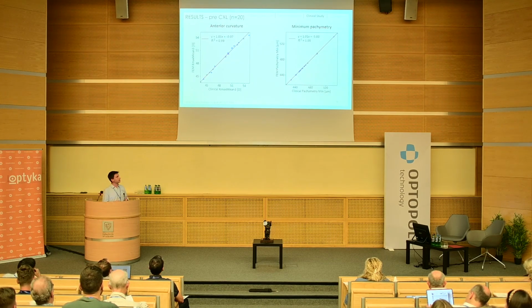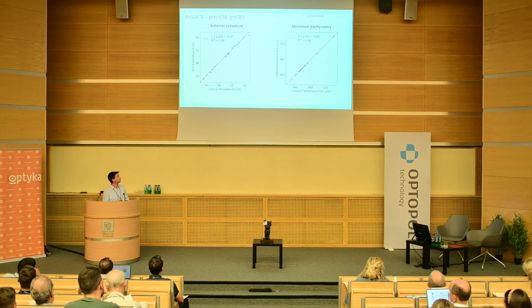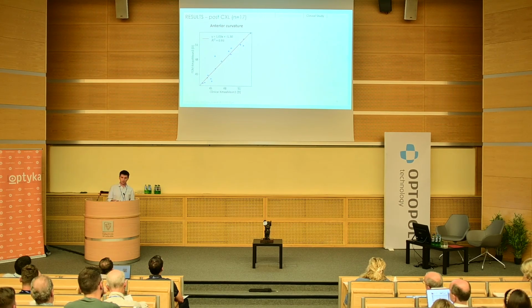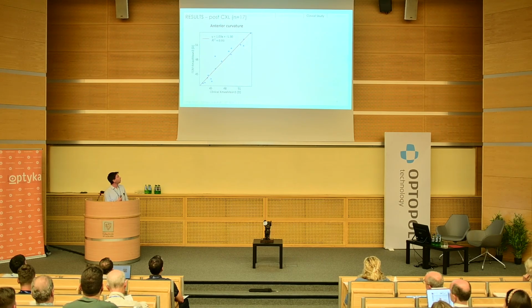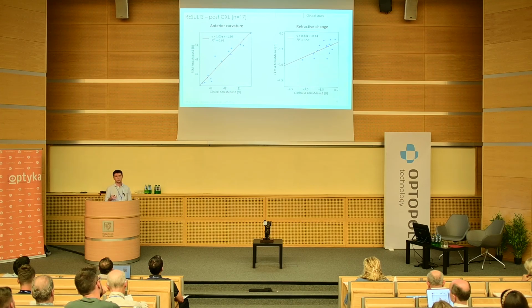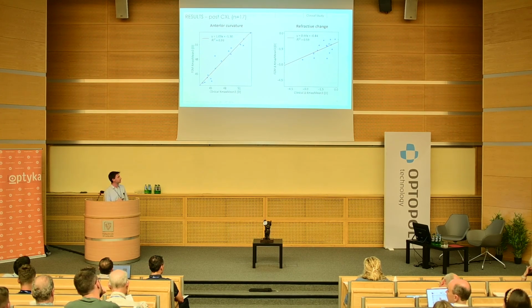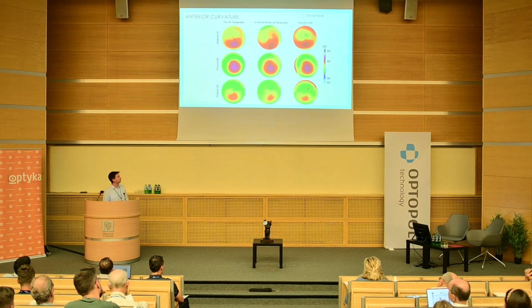These are the pre-cross-linking results. They just tell us how the model is matching the geometry of the data, so how accurate the model is in reproducing the pre-treatment geometry. When we have a look at the follow-up results, we can see how the model is very nicely correlating with the anterior and posterior curvature of the post-cross-linking data. And if we have a look at the refractive correction, so the difference between the post and the pre-condition, the model is less good, but still nicely correlating with the clinical data.